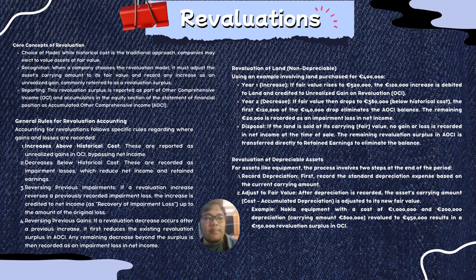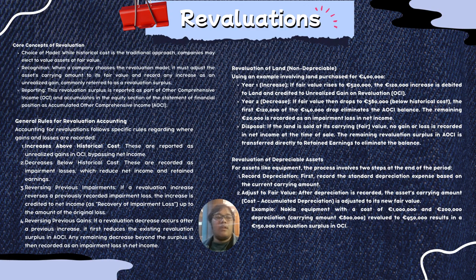Third is reversing a previous impairment. If a revaluation increase reverses a previously recorded impairment loss, the increase is credited to net income up to the amount of the original loss. And fourthly, the last one, is reversing a previous gain, where if a revaluation decrease occurs after a previous increase, it first reduces the existing revaluation surplus in AOCI. Any remaining decrease beyond the surplus is recorded as an impairment loss in net income.